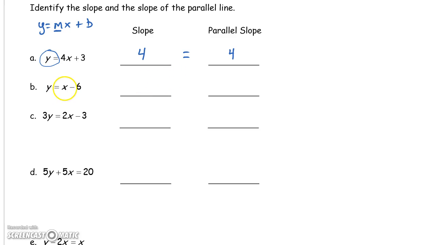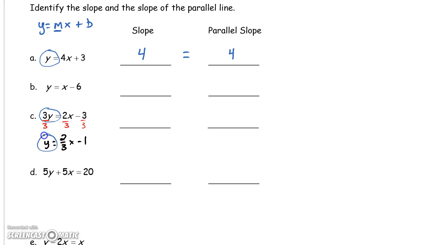Okay. You guys are going to try part B on your own. Let's skip to part C real quick. The first thing I recognize is it's not y equals like part A was. So for part C, I'm going to divide everything by 3 because I need to solve for y. When I do that, I get y equals 2/3 x minus 1.